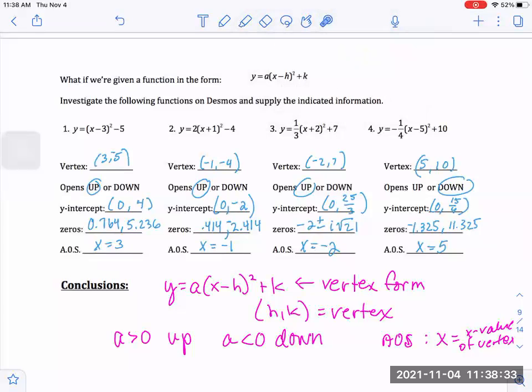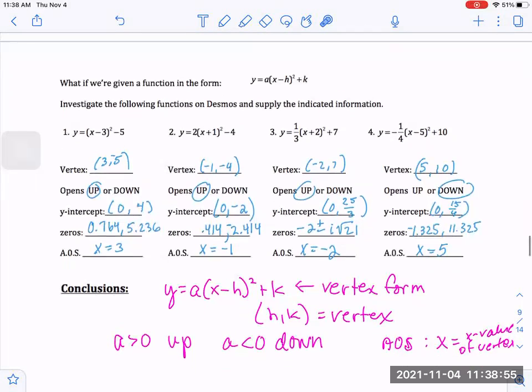Notice that the vertex, when it's in this form, is h comma k, right? Well, that's pretty nice. If you can look at this equation and know right away the vertex is at 3, -5, -1, -4, -2, 7, and 5, 10. Pretty nice. For that reason, we call this vertex form. It's the vertex form of the equation.